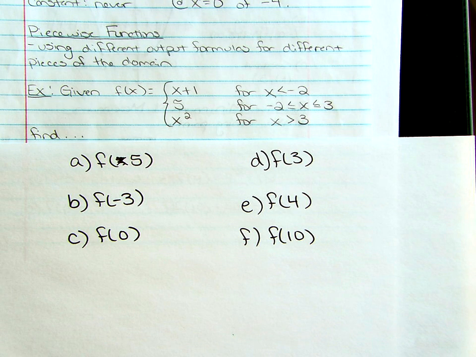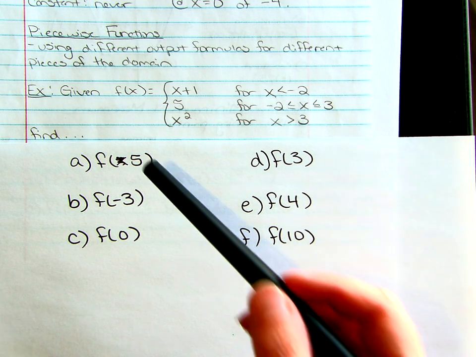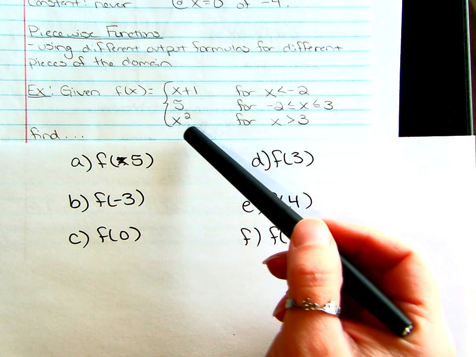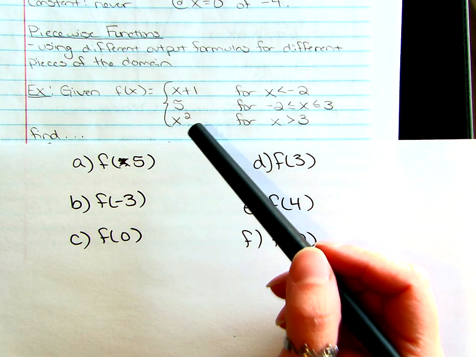And you will be graphing some of these. That's what's coming next. But this first problem, what they're asking us to do is find different function values. And so they're asking us to find f of 5 and f of -3 and f of 0 and so on and so forth. But in order to do that, we have to consider which function we are using. It's not that we just plug this in, because we're dealing with 3 different equations. So we have to know which equation to use at which time.